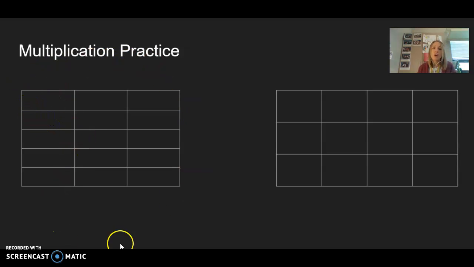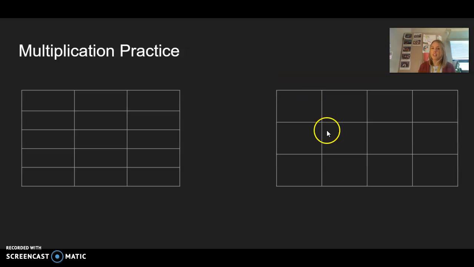So I'm looking here at my first box and I see that there are 3 columns on top. So I'm going to say 3 columns. I have 3 columns. And I have 1, 2, 3, 4, 5 rows. 5 rows. Now all I need to do to figure out the entire area is multiply the 2. And 3 times 5, everybody, 15.